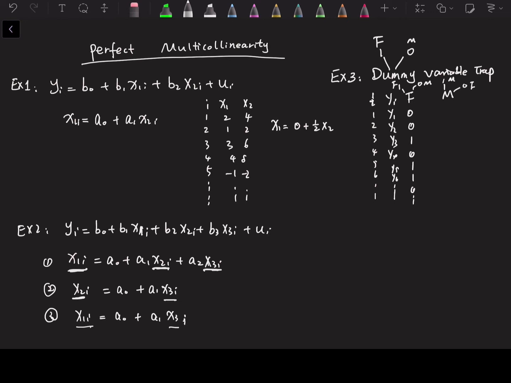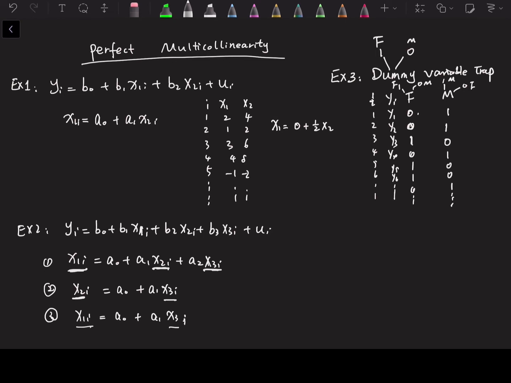Look at this: the first student is female, so female is 1 and male is 0, meaning this person is not male. Second student, female is 1, male is 0. For the third student, female is 0, male is 1. So 1, 0, 0, 1, like this.